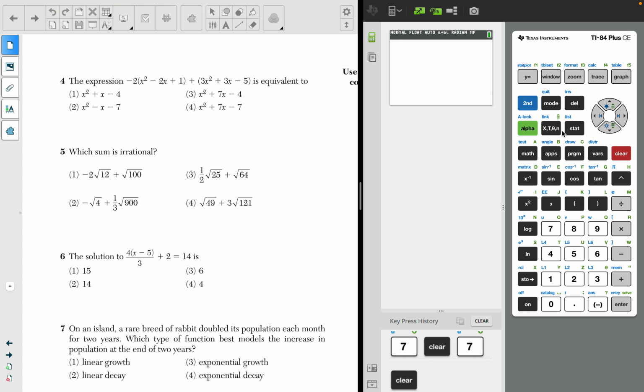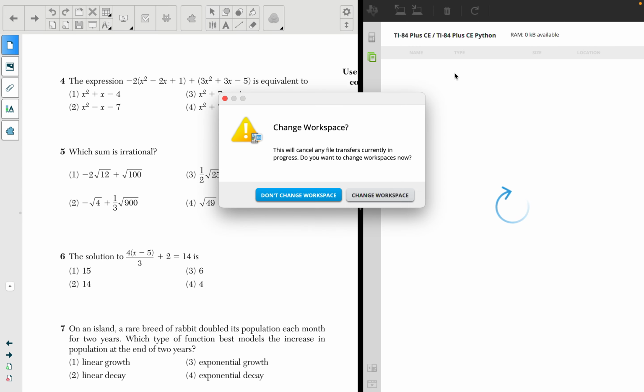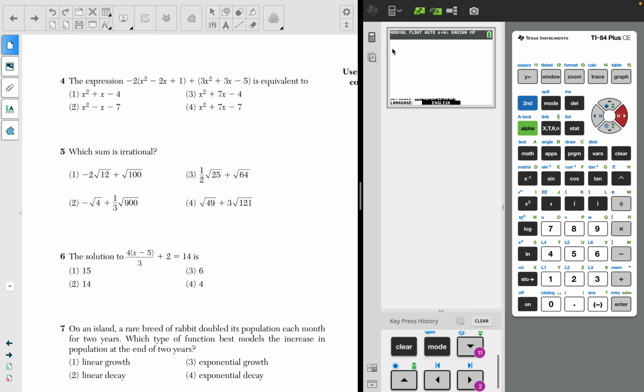So the first thing that you should do when you get your calculator is go to Mode, okay? And then you're gonna go all the way down to Stat Diagnostics, and you're gonna put it on, okay? That's the very first thing. Now, once you do that, you're gonna come back to your calculator, and then you can use it for the exam, okay?